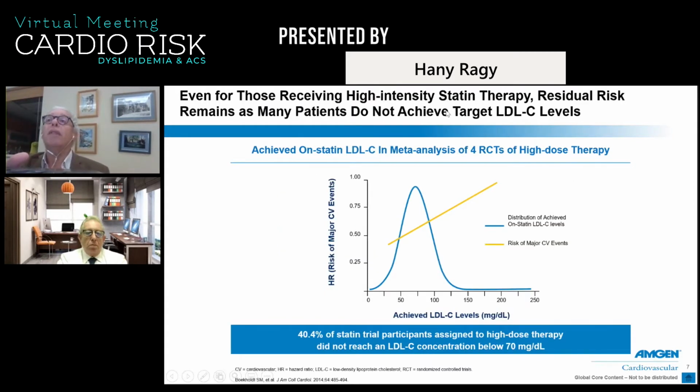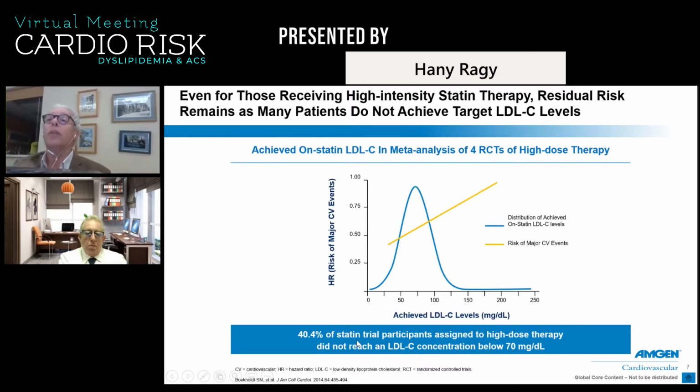Even among those receiving high-intensity statin therapy, the residual risk remains high for patients not achieving the target LDL levels. This is a meta-analysis of 4 randomized controlled trials of high-dose therapy. The blue line shows the distribution of achieved on-statin LDL level, and this is the risk of major cardiovascular events.